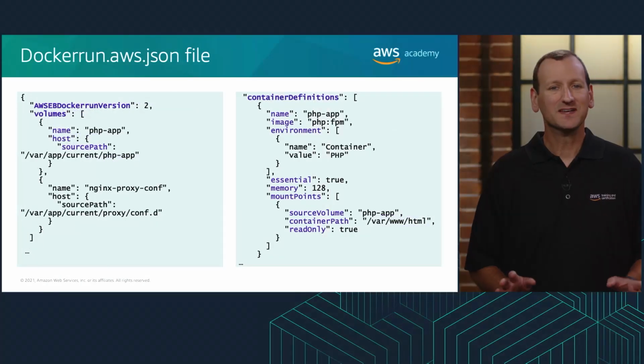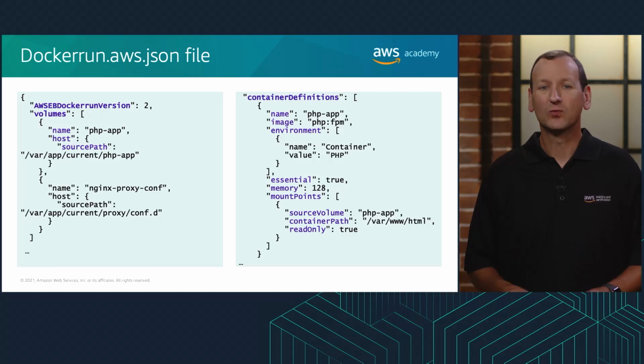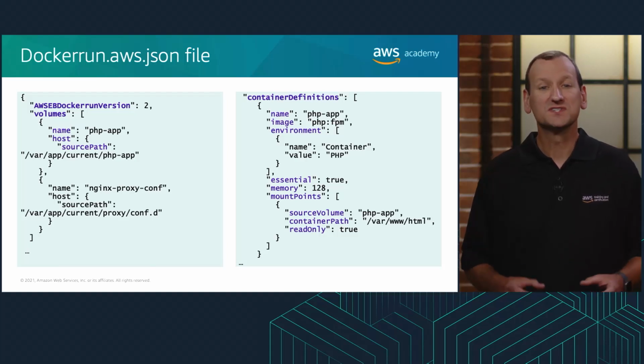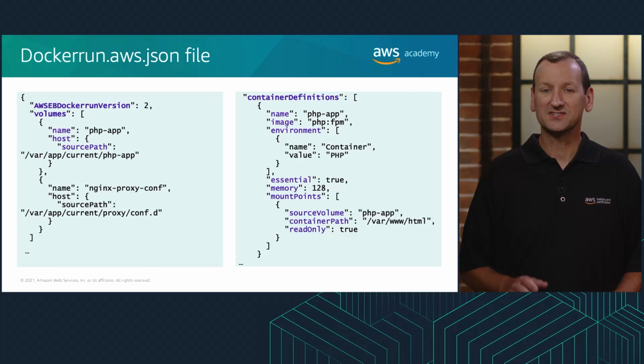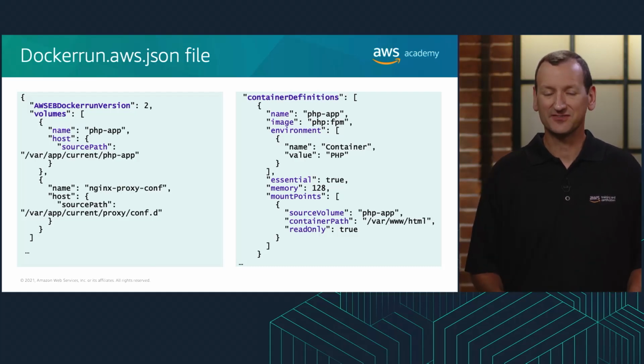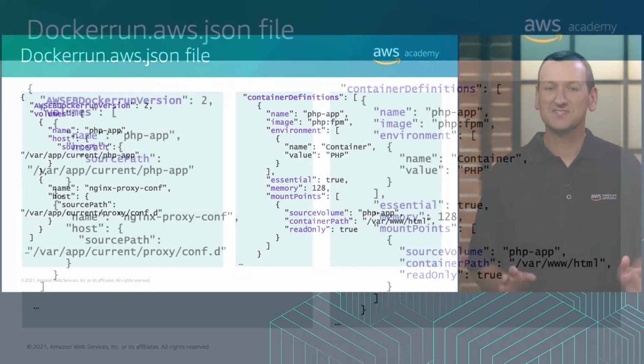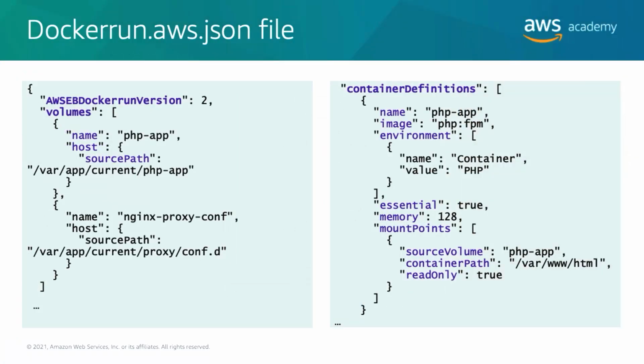The last section is container definitions, which is an array of container definitions. The container definitions and volume sections of dockerrun.aws.json use the same formatting as the corresponding sections of an Amazon ECS task definition file. This example uses an instance with two containers. The snippet on the left illustrates the syntax for the AWS EB Docker Run version and volume sections. The snippet on the right shows the continuation of the file with the container definition section. Only the first definition is shown in the snippet.